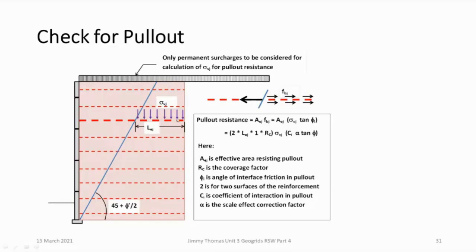Into RC. Again, please remember, we are not having 100% coverage; we are having less coverage. RC into the vertical stress we are calculating, into tan phi I, that means the interface angle in pullout, which is CI, the coefficient of interaction in pullout. Then alpha, the scale effect correction factor, into the friction angle of soil.